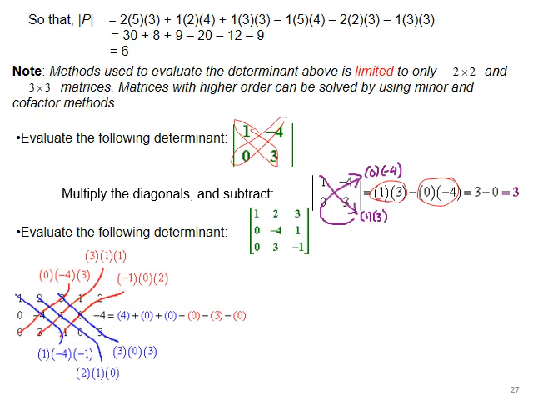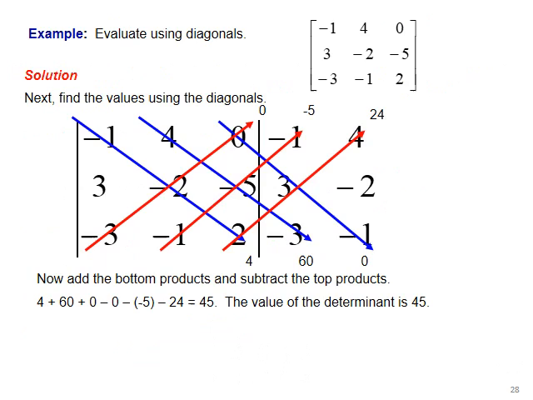This is 3 by 3. You see, I copy the first and second columns, as you can see here, and I multiply these elements in blue, and I subtract the multiplication of these elements in red, and the remaining is just the merit of calculation. Another example: I copy column 1 and column 2, as you can see here.